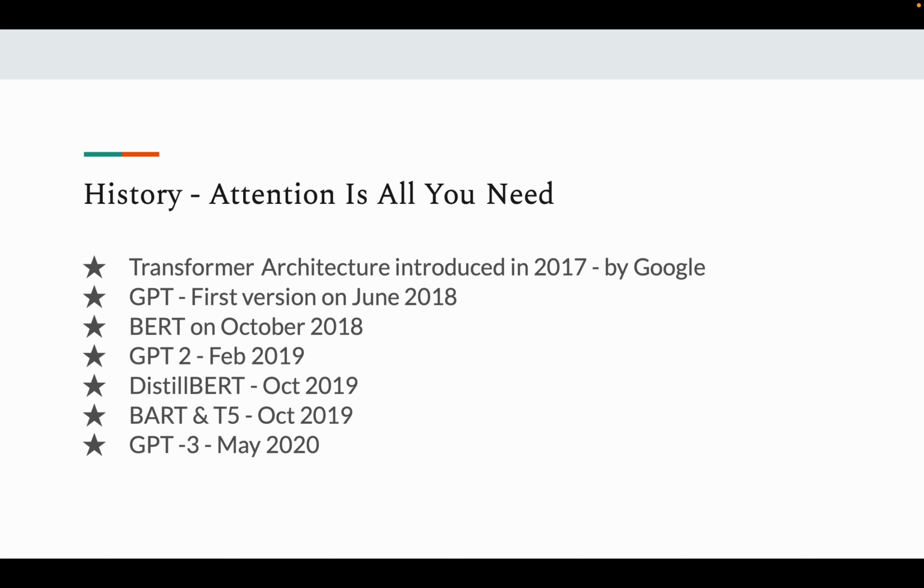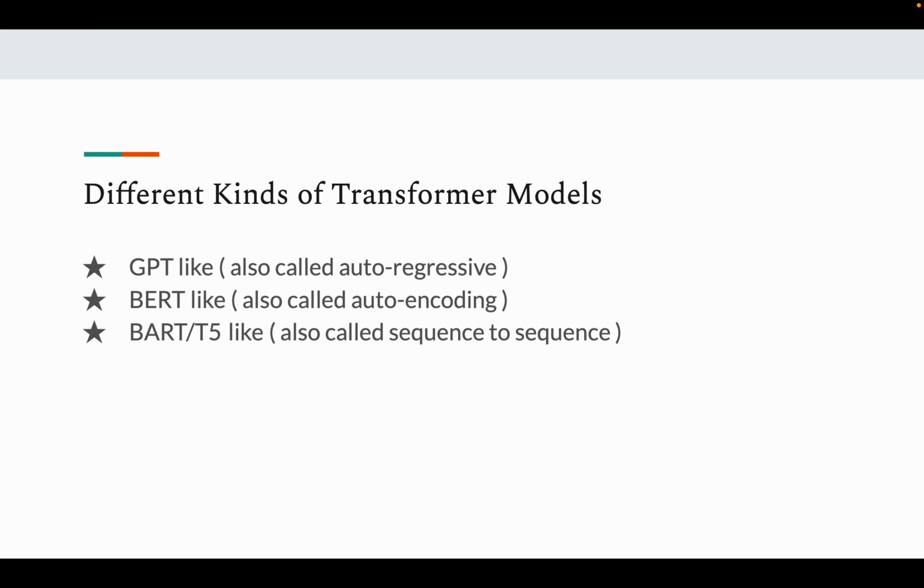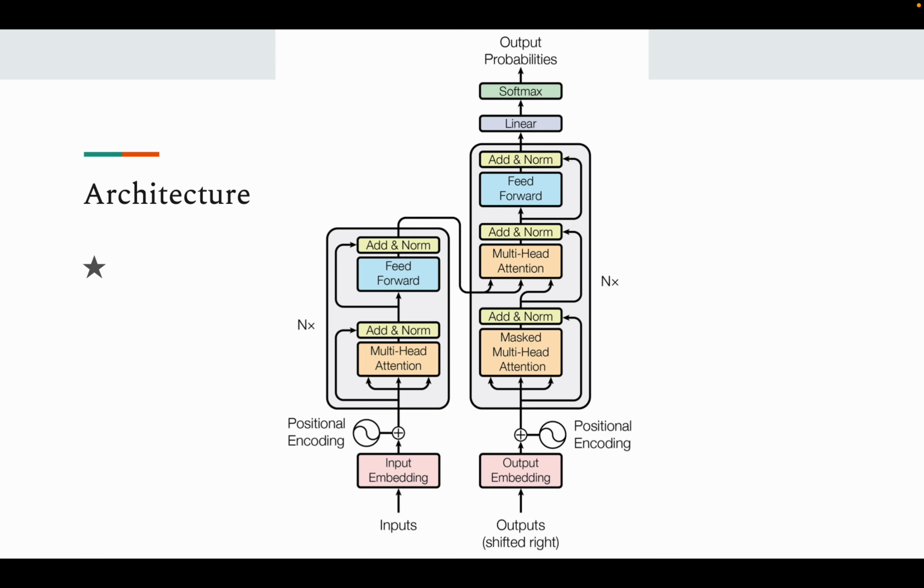Nowadays we have a lot of LLMs available, like Llama 2, BERT, and Mistral, and every time a new LLM is released, it's better than the old version. Ideally, we can divide transformer models into three categories. One is the GPT-like category, called auto-regressive or decoder-only models. Then we have BERT-like models, which are called auto-encoding models. Then we have BART and T5-like models, called sequence-to-sequence models.